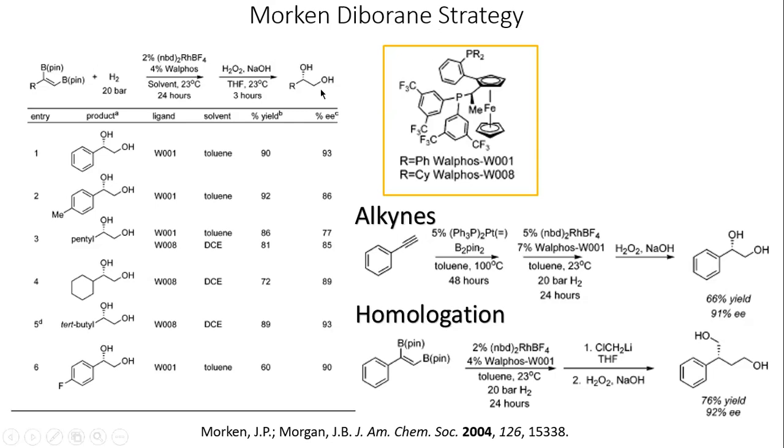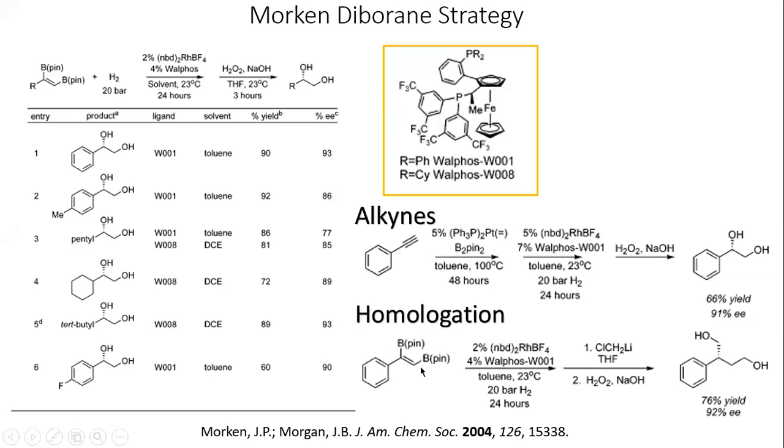And as a proof of concept and an application of the concept, this method was applied to alkynes, right? So first you had to make the diborane from here, and then you treat it with a Walphos, and then after that, you actually oxidize those borons up to the alcohols using hydrogen peroxide and sodium hydroxide. And you can see right here the catalyst loading, it's 5% of your cationic rhodium and then 7% of your ligand. And then here they also applied it to a homologation strategy.